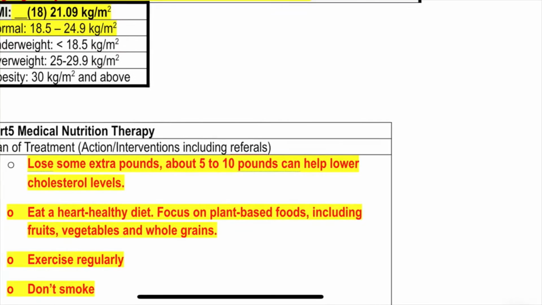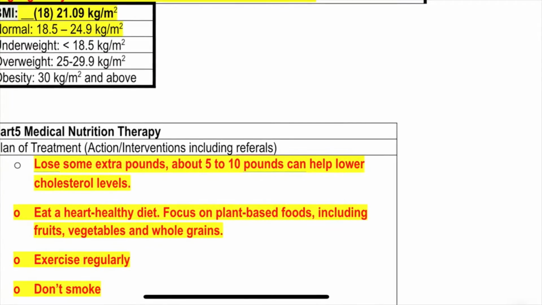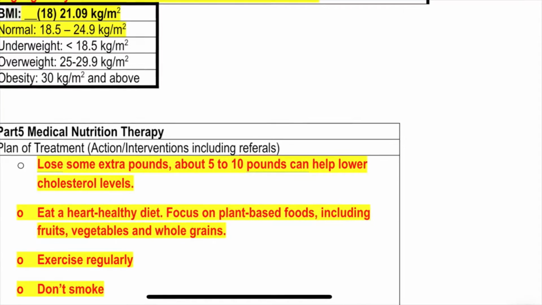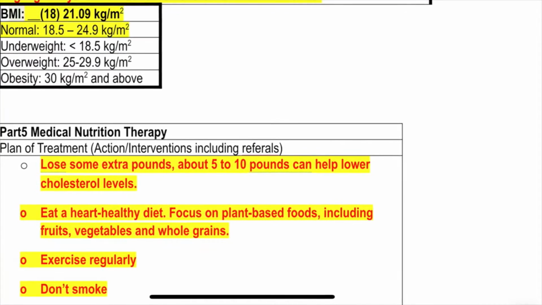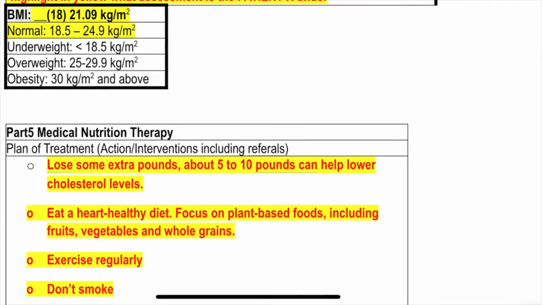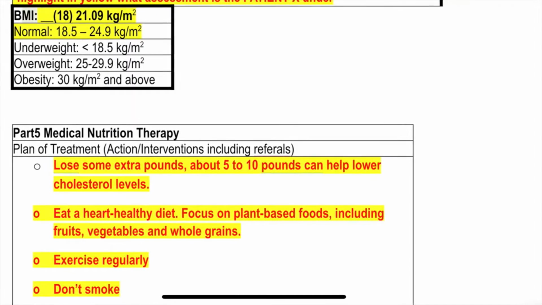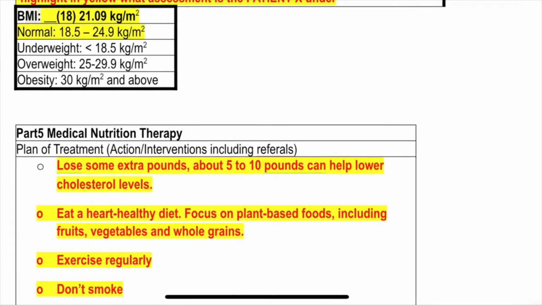So for her BMI, which means body mass index, she is 21.9, and she is normal because 18.5 to 24.9 is considered normal for her age.